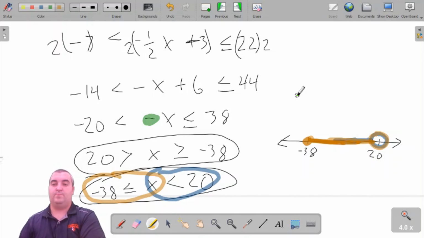So if I were to substitute in, let's say 0 up top in the original, so ignore the 2's for now, I substitute in 0, I get 3, and then you can see, oh, negative 7 is less than 3 is less than or equal to 22. That's a true statement. If I substitute in 20, though, I would get, oh, negative 20, or I'm sorry, negative 10 plus 3, so it'd be negative 7. Well, negative 7 is not less than negative 7, so that wouldn't be true. So that's why that's not included. Okay? So all of our solutions lie between negative 38 and 20, including negative 38, not including 20.